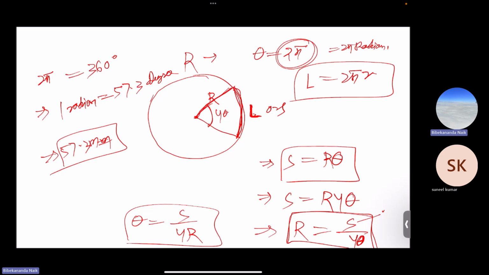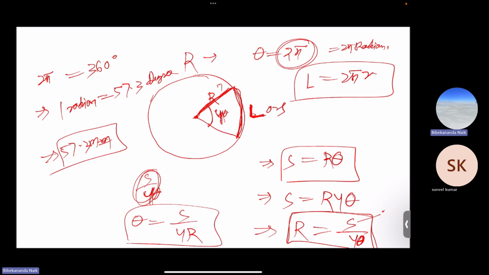Since here the R is already 57.3 mm, which is the conversion factor, this S by R theta is directly taken as S by 4, because here theta and this R get cancelled out due to the conversion factor. If you see, 1 radian is equal to 57.3 degrees. So here if R is given as 57.3 mm, then it will be only theta. Then it will be L.